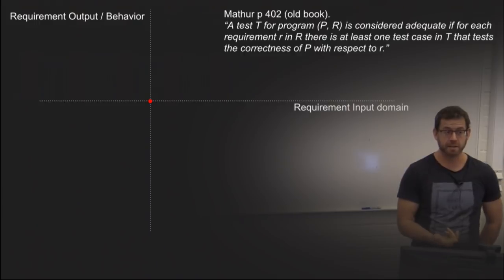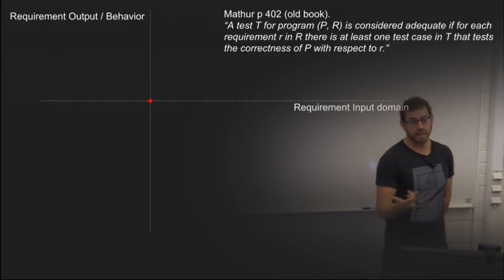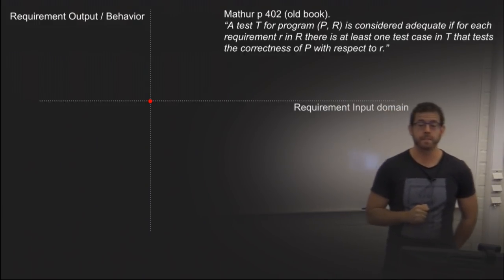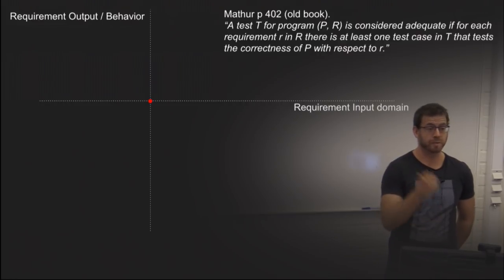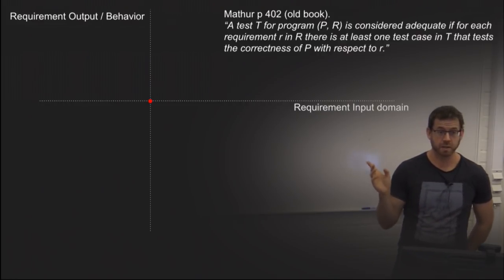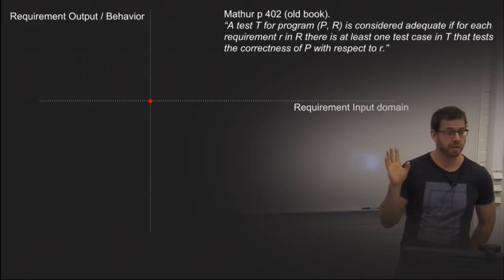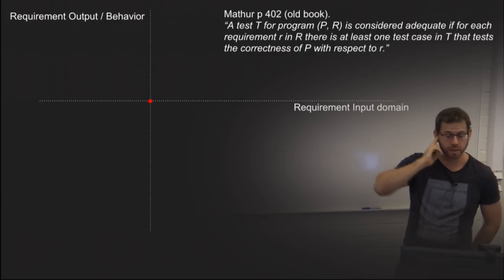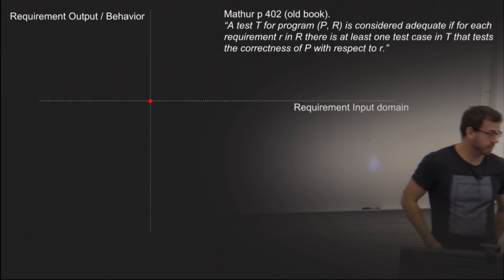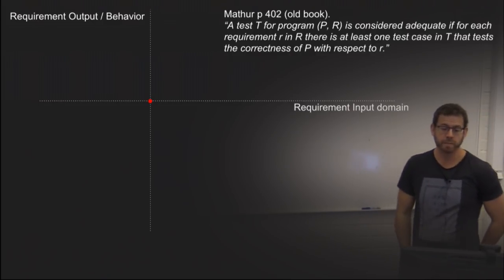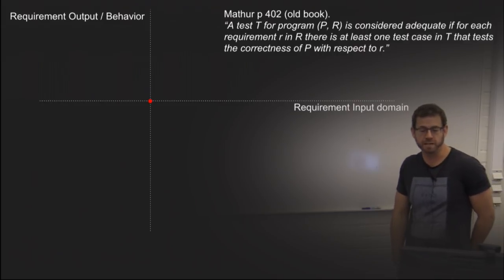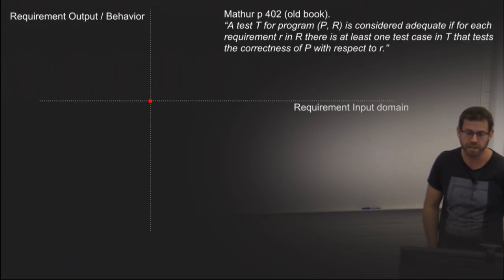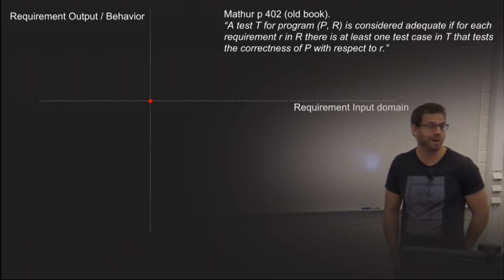If that is correct, we can't really say that it's correct for any input because we have only tested it once. It was correct for that input, but we don't know. We need more test cases. So the old book by Mathur told us this: the test set for program P is considered adequate if for each requirement in R there is at least one test case in T that tests the correctness of P with respect to R.